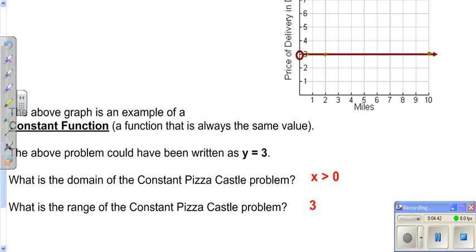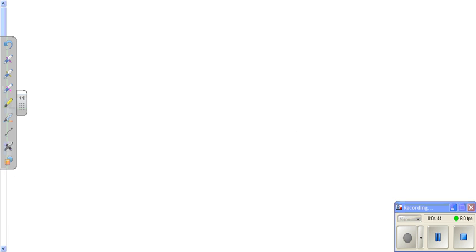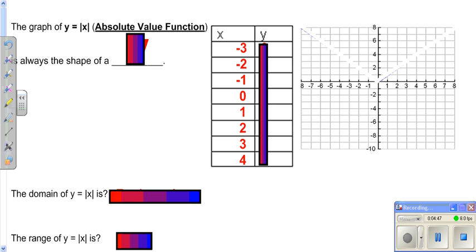We don't get out any other numbers. Oops, wrong button, sorry about that.